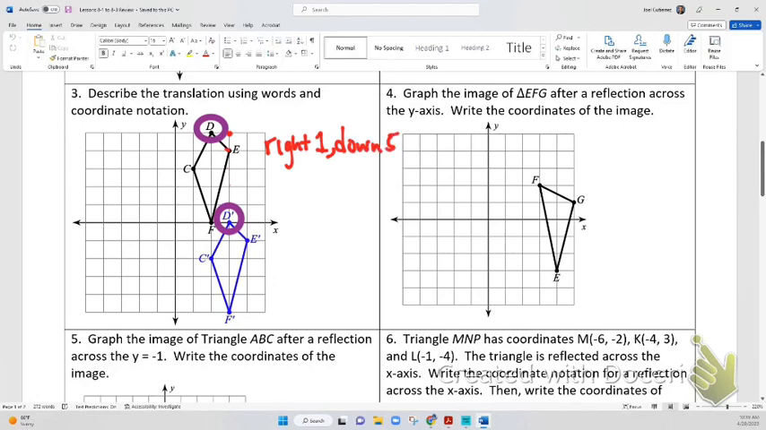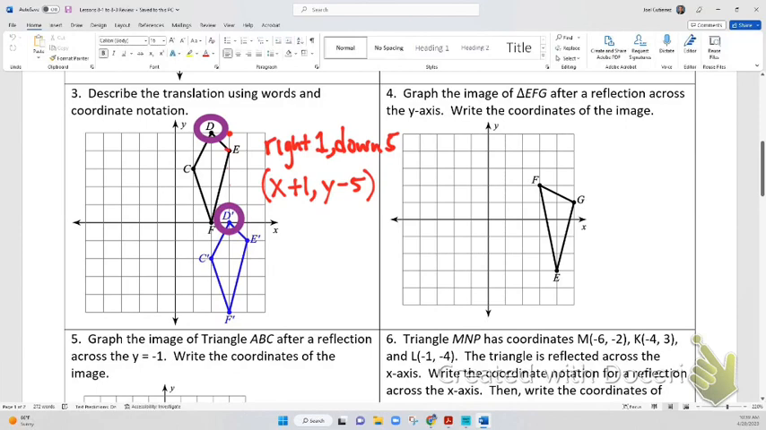Okay? So if you look at the directions, it says describe the translation using words, which I just did. And then you have to give me the coordinate notation. So the right is the x value, and because I'm going to the right, that means +1. The down is the y value, and because we are going down 5, then that's just y - 5. And you're done. For number 4, it says graph the image EFG after a reflection across the y-axis.